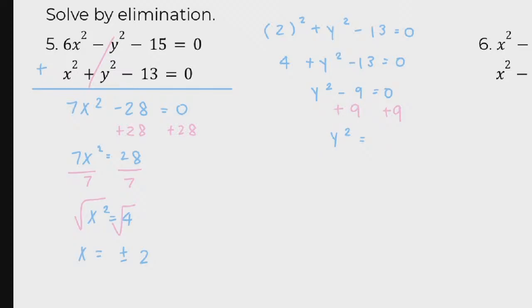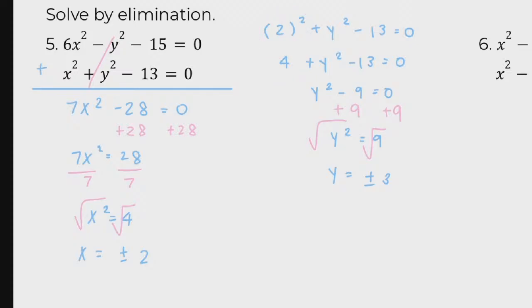Okay, and then we're going to square root both sides. So we'll get y equals plus or minus 3. And we'll actually get the same answer when x is negative 2, because negative 2 squared is also 4. The only difference would be the step here. So we don't really have to redo the whole problem to get y equals plus or minus 3.